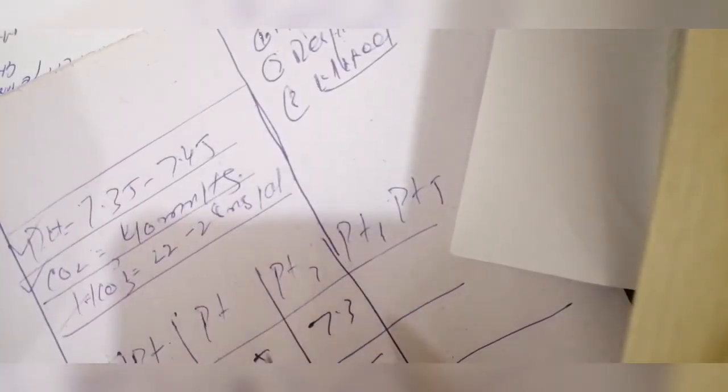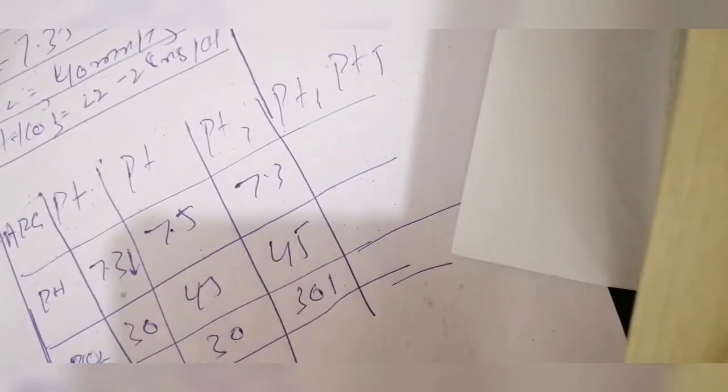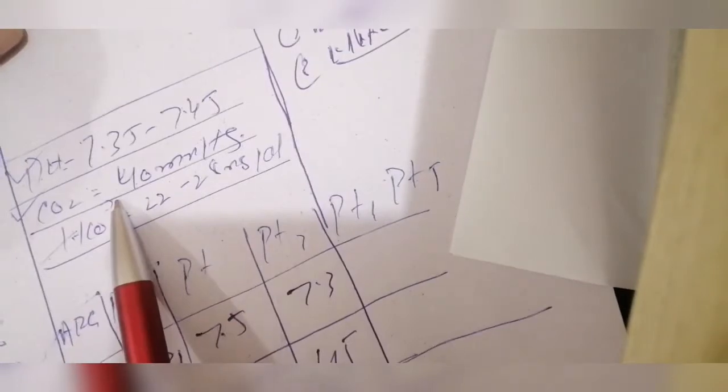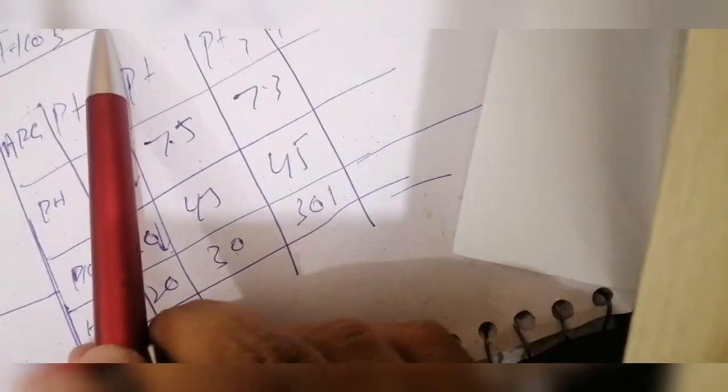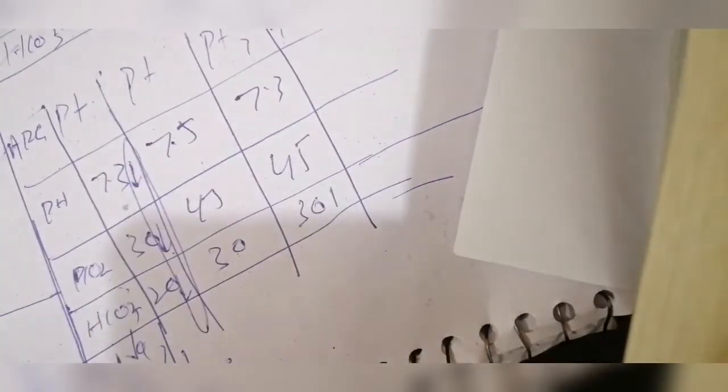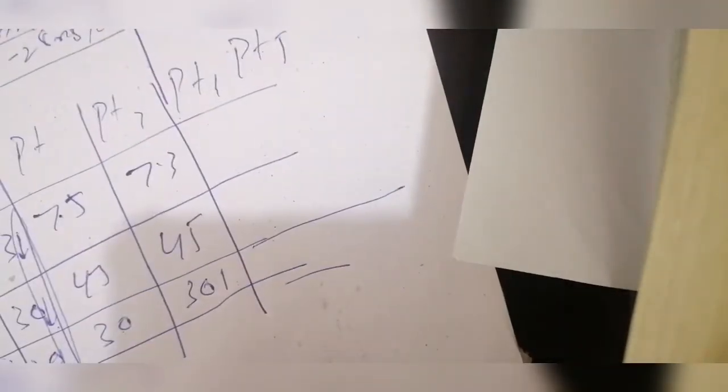For the first patient, the pH is 7.3, and the normal value is 7.35 to 7.45. It is less than 7.35, so we draw the arrow downward. Here the carbon dioxide is 30, and the normal value is 40, so it's going downward, and we draw the arrow downward. The bicarbonate here is 20, which is also going downward. So three arrows in the same direction show some metabolic cause, right?